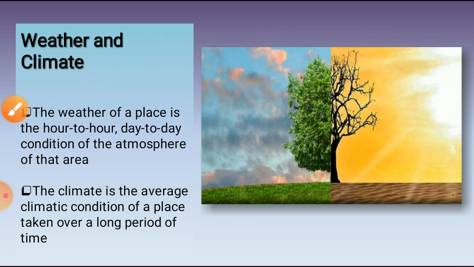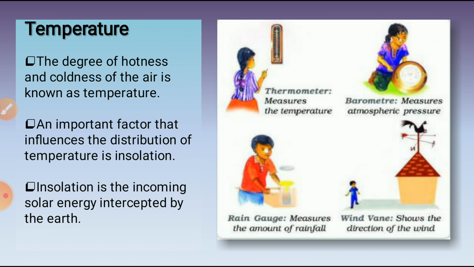Next, let us see what is temperature. So, temperature can be defined as the degree of hotness and coldness of the air. Temperature is a very important factor in determining the weather because it influences other elements of the weather. Temperature may be affected by sunshine, latitude, and altitude.